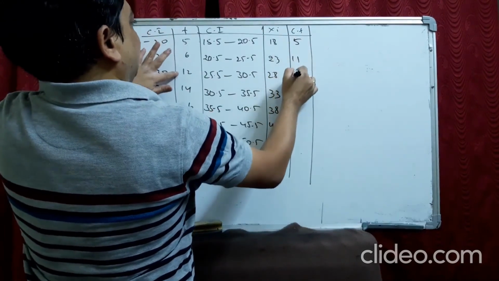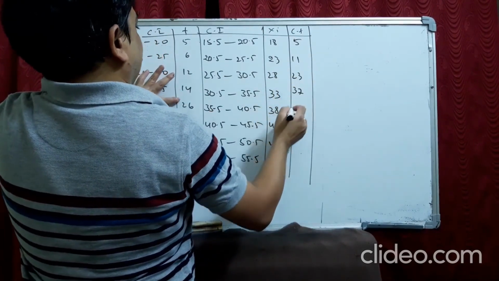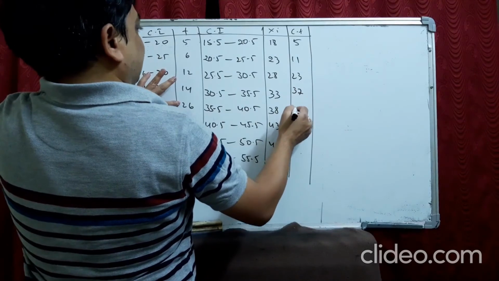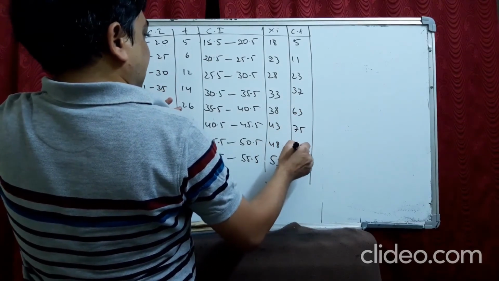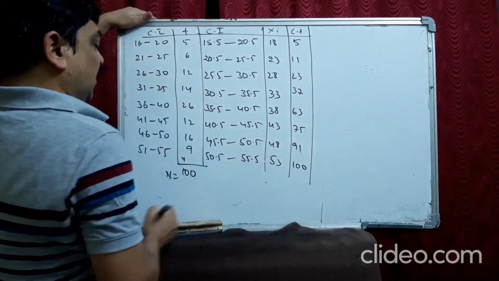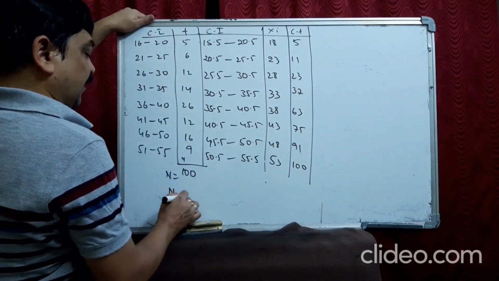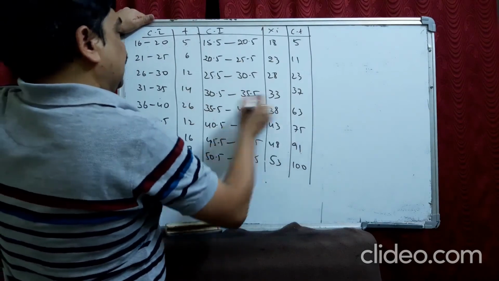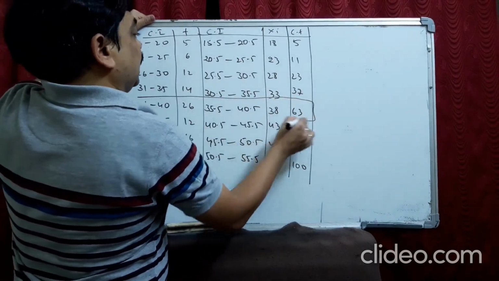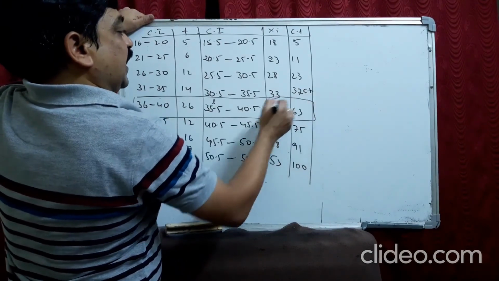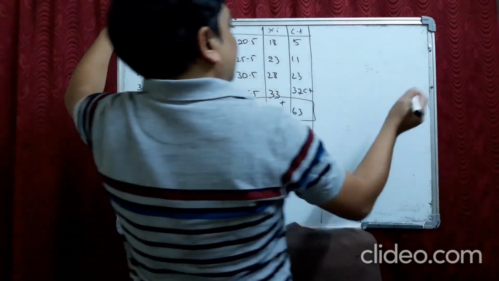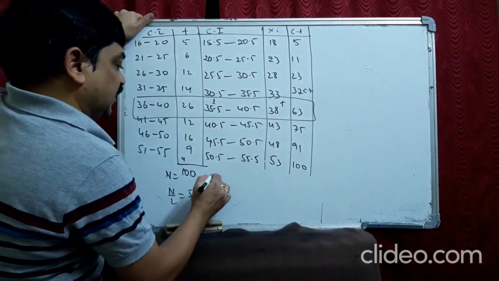5, 11, 23, 37, 63, 75, 91, 100. Now, what is N by 2? N by 2 is 50. Where is it crossing 50 here? So, this is the one. From here we take all the values. This is L, this is CF, and this is F.